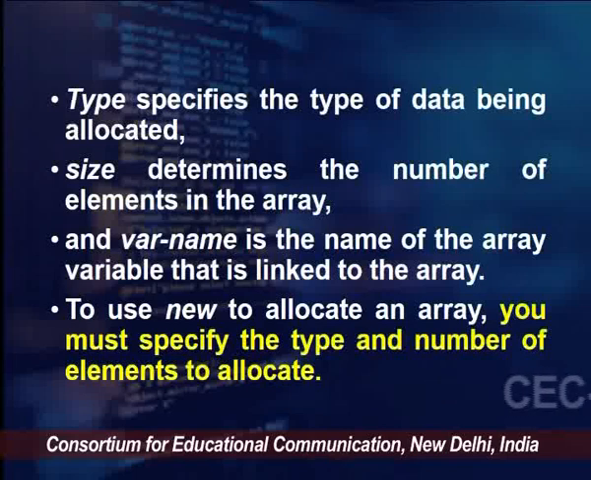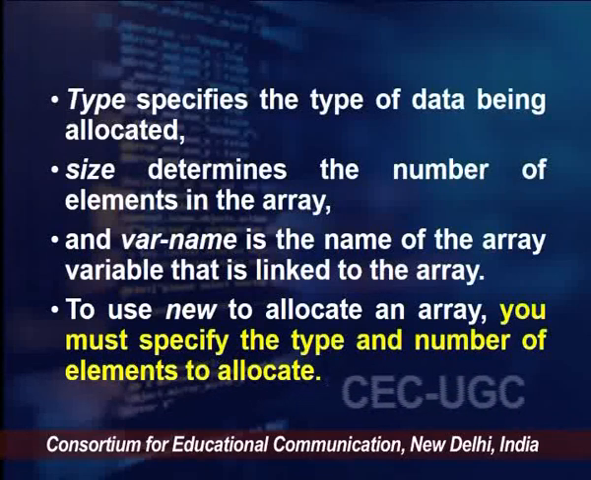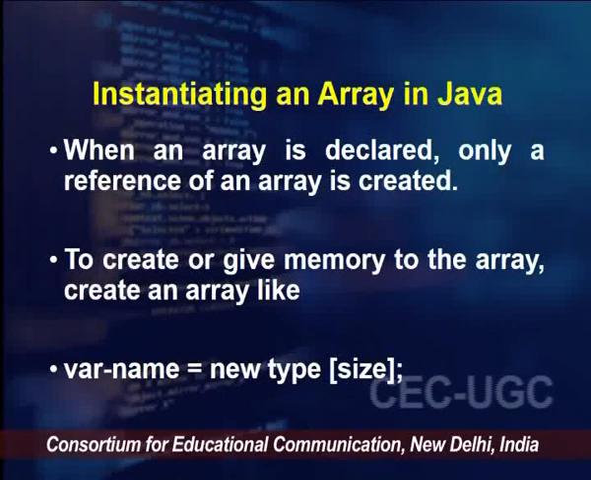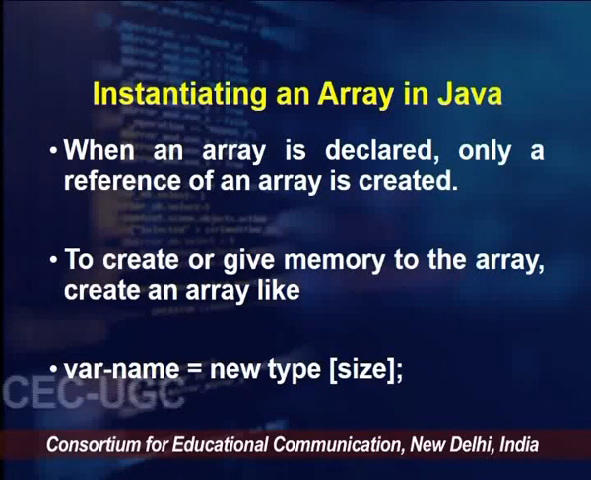So, type specifies the type of data being allocated, size determines the number of elements in the array, and variable name obviously is the name of the array variable that is linked to that array. And here we are using the keyword new in order to allocate an array, and to use the new keyword in order to allocate an array, we must specify the type and the number of elements to allocate. So, here we will be taking a look again. days is equal to new integer, and within the bracket let us say 7.